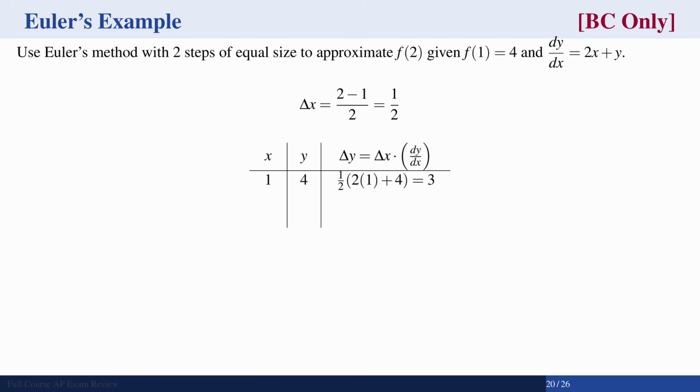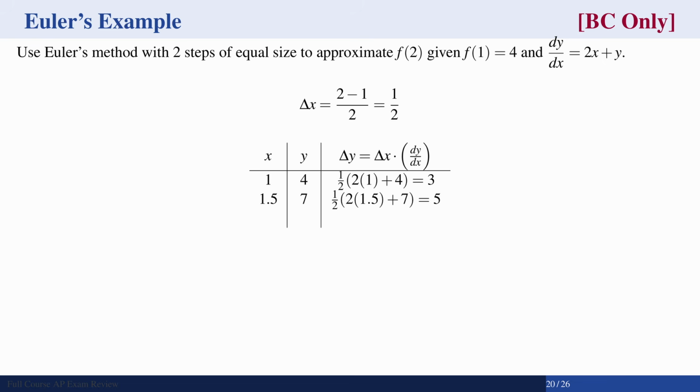Because that's the given. Now, delta y is delta x, which is 1/2. And now you plug 1, 4 into the differential equation. So you get 2 times 1 plus 4. That's 6 divided by 2 is 3. To get your new y value, you just do the old one, 4, plus this delta y. So 4 plus 3 is 7. Our delta x is 1/2, so we just always are incrementing x by 1/2. So now we're at 1.5, 7.